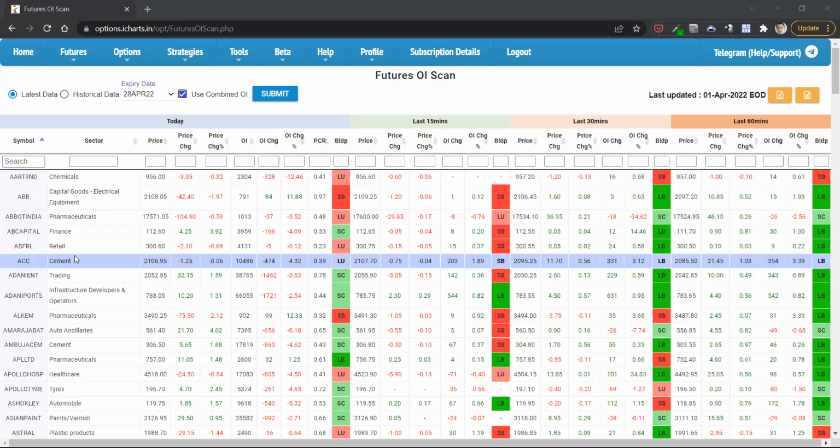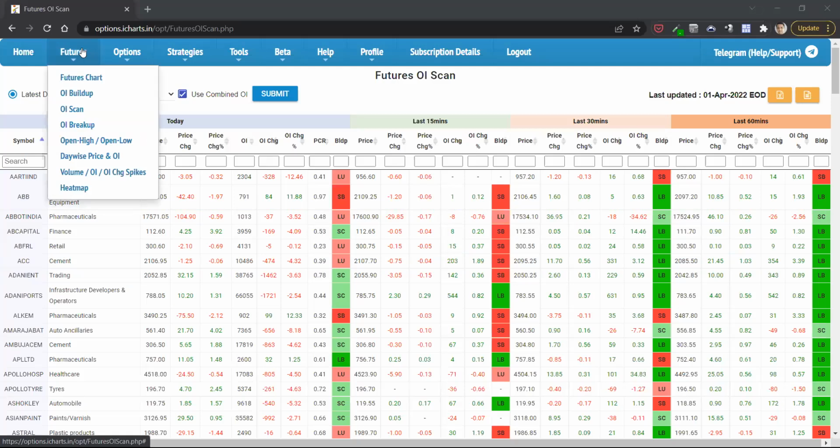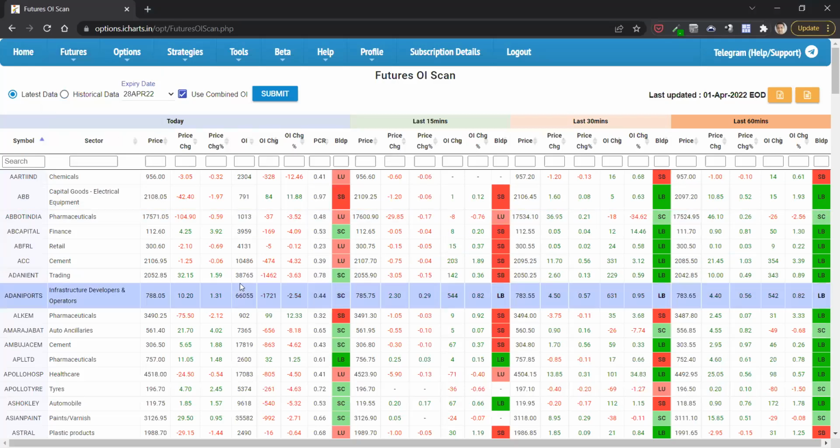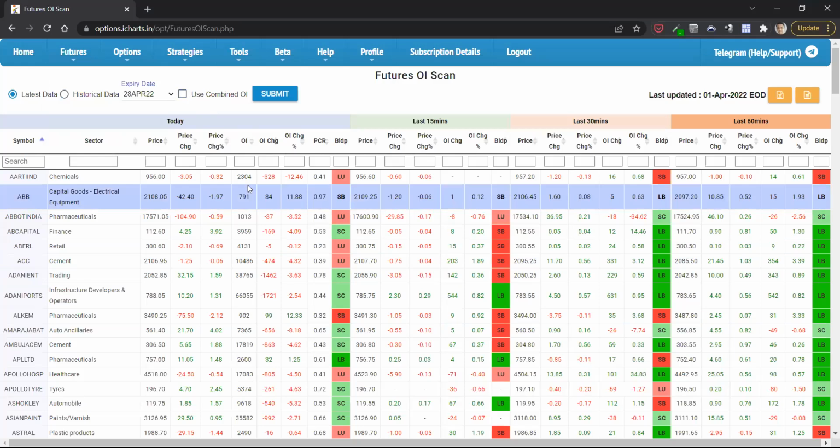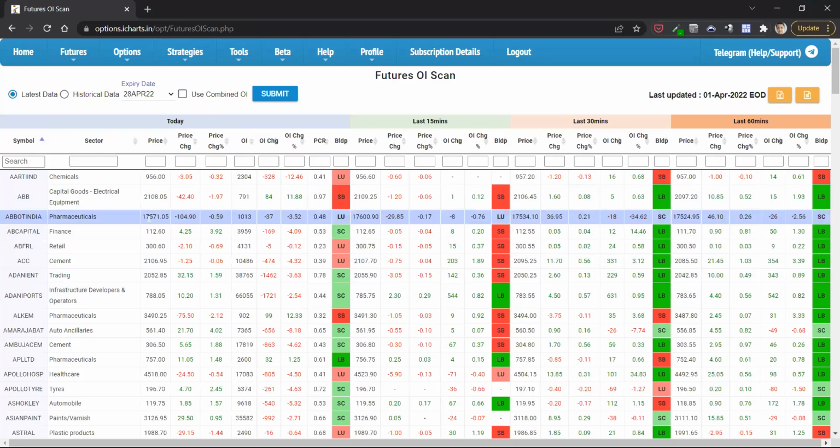Okay, futures OI scan. This is OI scan under the futures menu. So this is probably the most useful tool that we have, where you can scan for stocks that are moving right now.